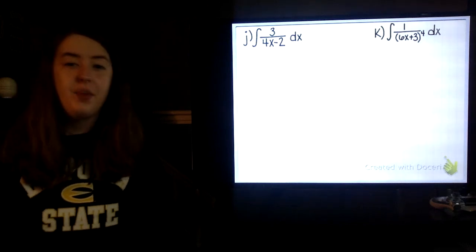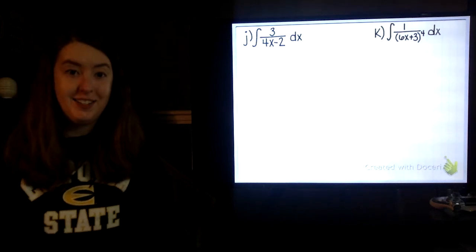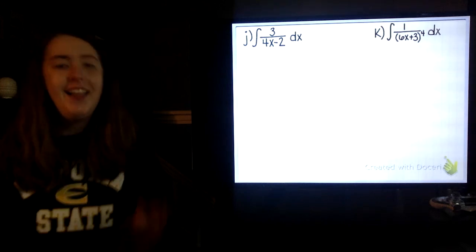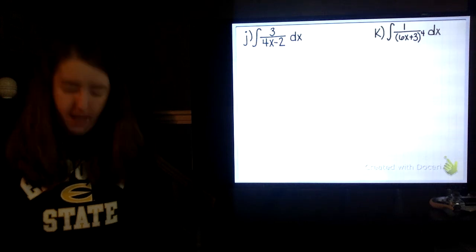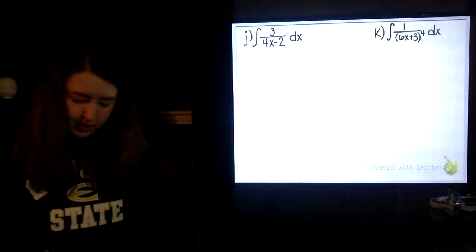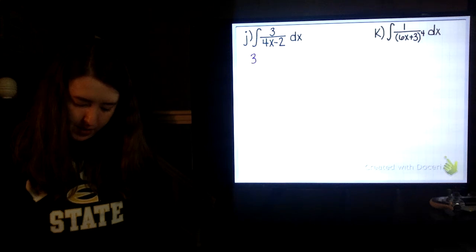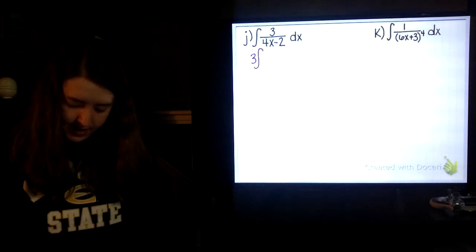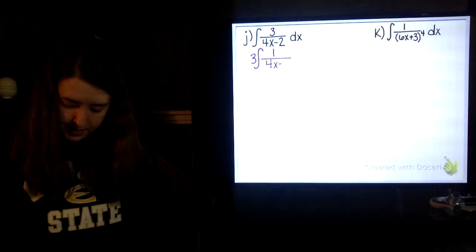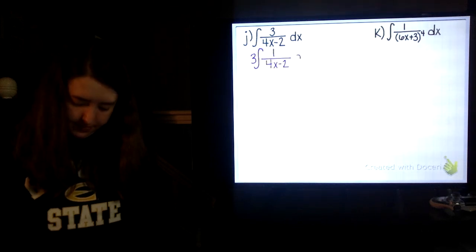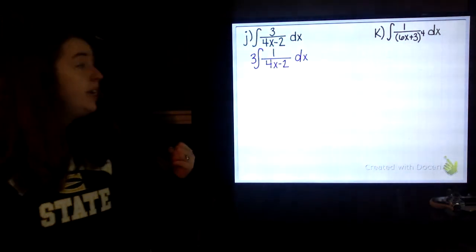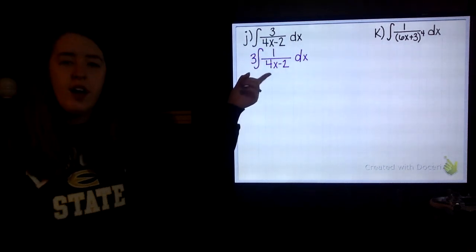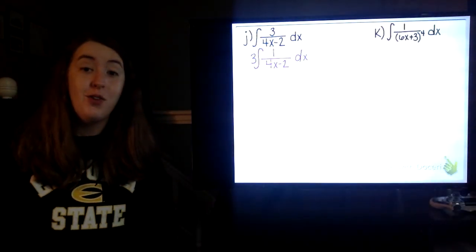So now we've got 3 over 4x minus 2. The first thing we want to do is pop out that 3 to get it looking like some of the other formulas that we had. That's a constant that's just being multiplied by it, so I'm going to pull that 3 out front. And now I have the integral of 1 over 4x minus 2 dx.